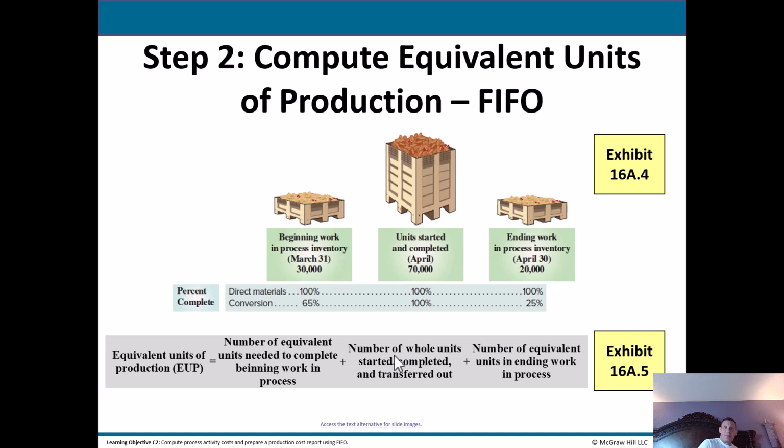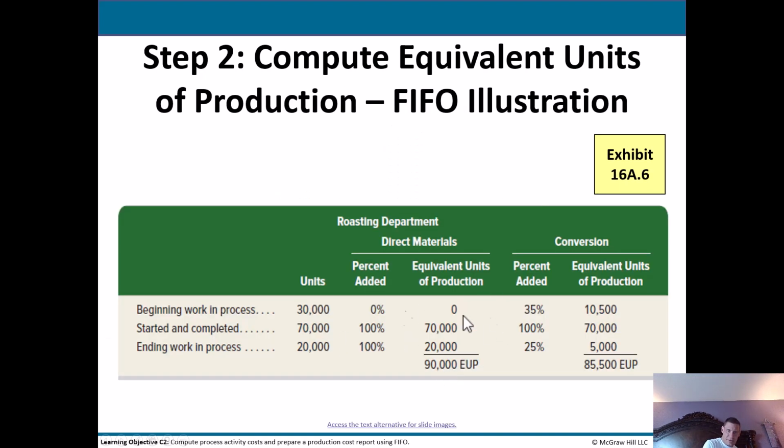All right, step 2, compute equivalent units of production based on the FIFO, first in, first out method. You can see here, direct materials were 100% complete, so that one's easy. Conversion was 65% complete at beginning inventory. Obviously, anything that's started and completed is 100%. And then ending work in process inventory is 25%. Equivalent units of production equals the number of equivalent units needed to complete the beginning work in process, plus the number of whole units started, completed, and transferred out, plus the number of equivalent units in ending work in process. So these are your numbers right here.